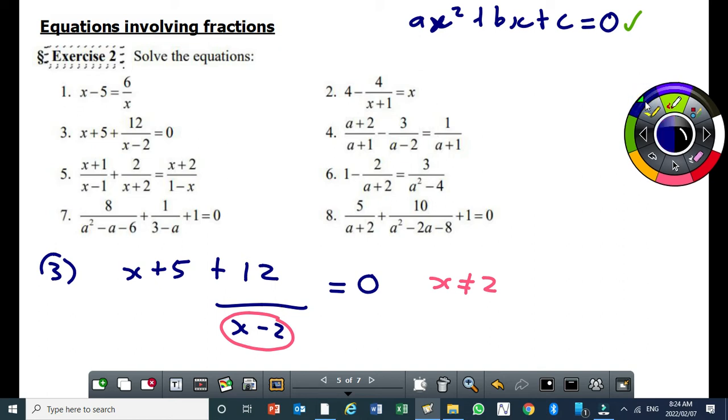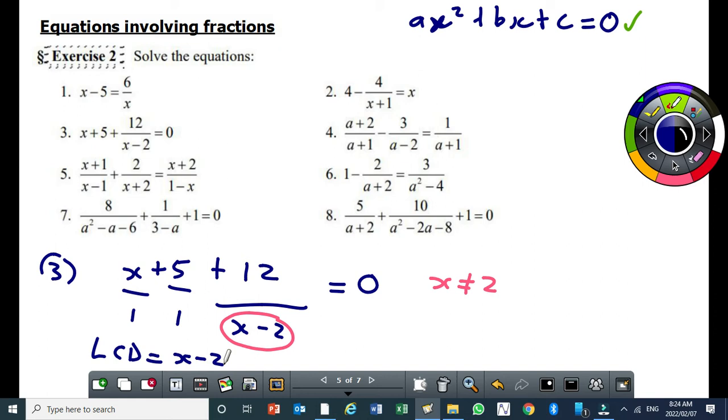Then we need to determine the LCD. So the denominator there is a 1, denominator there is a 1, therefore the LCD is x minus 2. Okay, remember last year you did algebraic fractions? That concept of algebraic fractions, you need it now, and it's going to be slightly more complex because you'll be dealing with quadratic equations. Last year it was mainly linear equations.